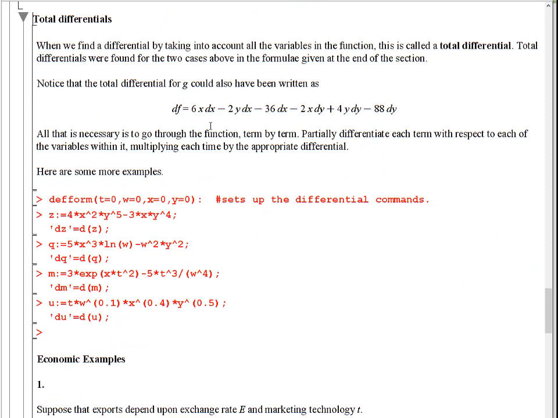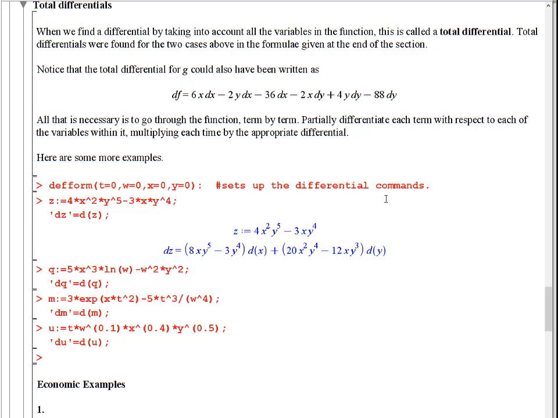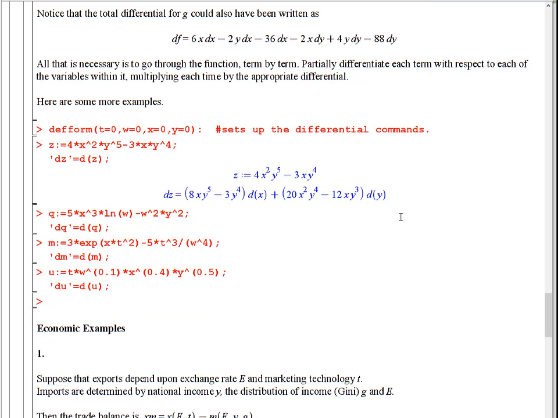So let's just give some examples of how you calculate them from particular equations or particular functions. The first part just sets up the differential commands in Maple, and here's an example. So let's see what the stages are here.